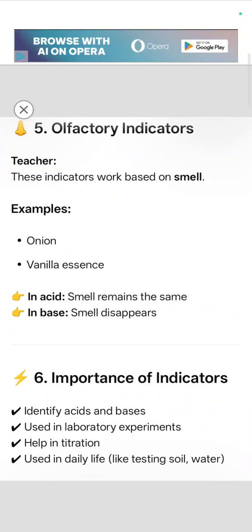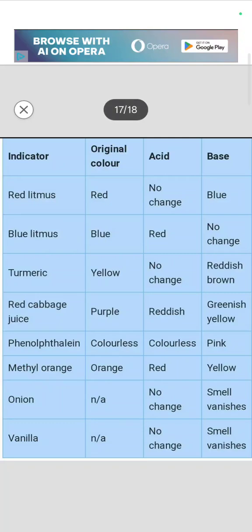When we put olfactory indicators like vanilla and clove oil inside an acid, the smell remains the same. If we put the indicator inside a base, the smell disappears. Now let us summarize. The red litmus, its original color is red. In acidic solution, the color will not change, it remains the same. But in basic solution, the red litmus turns blue. And in neutral solution, it remains red.